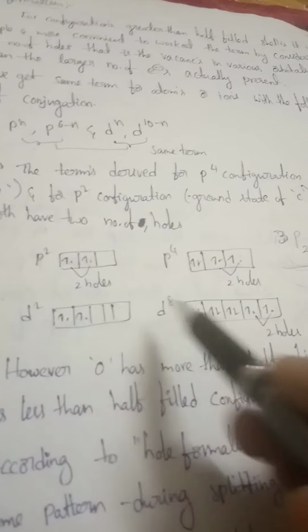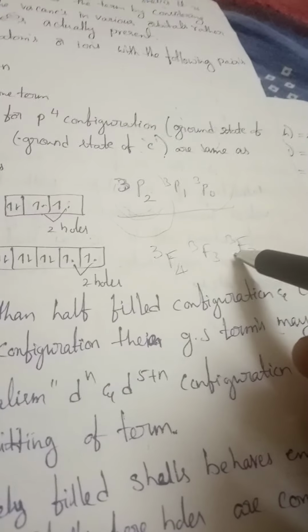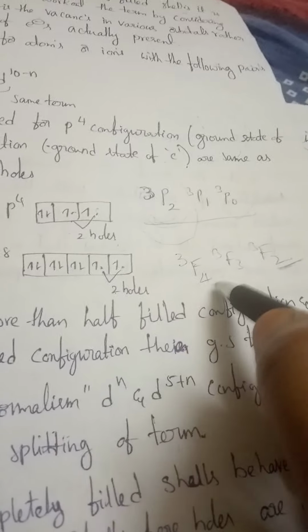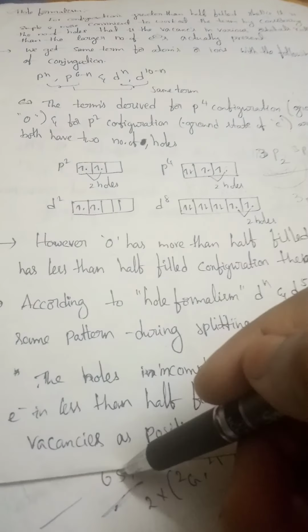Whereas for d2 and d8, here also we get triplet 3F4, triplet 3F3, triplet 3F2. So for the d2 configuration, the ground state term symbol is 3F2, which is the least J value, whereas for d8, 3F4 has the very highest J value. So oxygen has a more than half-filled configuration, whereas carbon has a less than half-filled configuration. Their ground states may be varied, meaning the ground state becomes the excited state and the excited state becomes the ground state.